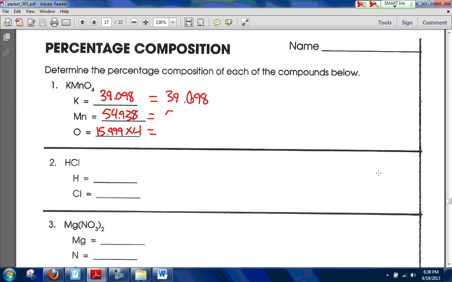I'll get 39.098, 54.938, and 15, oops, sorry. I'm going to go ahead and put this in the calculator before I write it down. 15.999 times 4, that's 63.996. And I'm going to add them all up. So 63.996 plus 54.938 plus 39.098, I get 158.032.